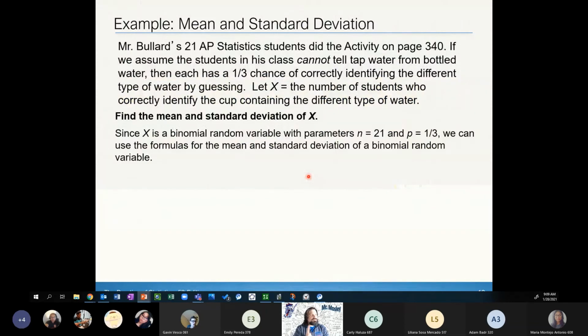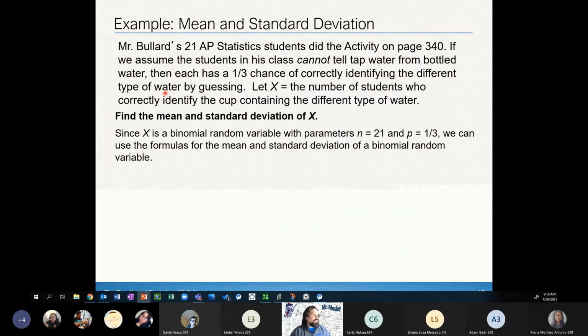Here we have Mr. Billard's 21 AP Stats students who did an activity in our textbook about telling the difference between types of water, like tap water and bottled water. If we assume that the students in his class cannot tell tap water from bottled water, so they're purely guessing, then each has a 1 in 3 chance of correctly identifying the different type of water by guessing. Let X equal the number of students who correctly identify the cup containing the different type of water.